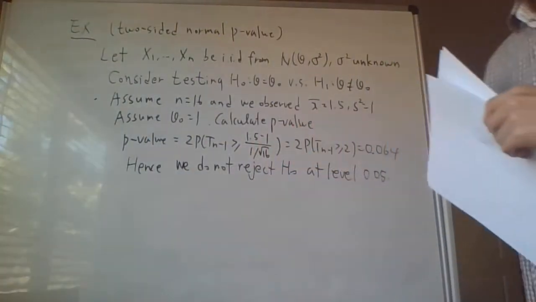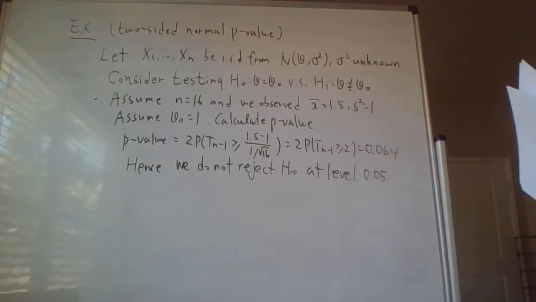If we plug in the numbers, the p-value is 2 times the probability that t n minus 1 is greater or equal to 2, which is 0.064. So we do not reject H0 at level 0.05, but we do reject H0 at level 0.1.